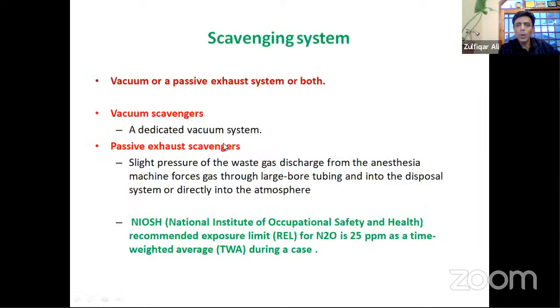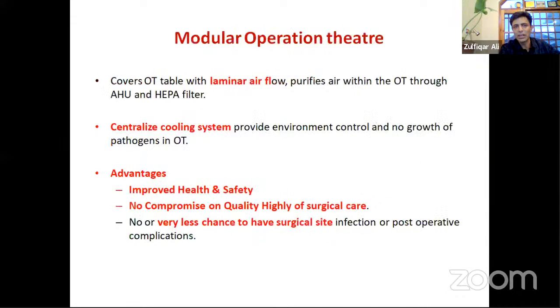Scavenging systems should be optimally designed. Both active and passive scavenging systems can be used. And the NIOSH guidelines lay down that we should have a time-weighted average concentration of nitrous oxide which should be less than 25 parts per million.